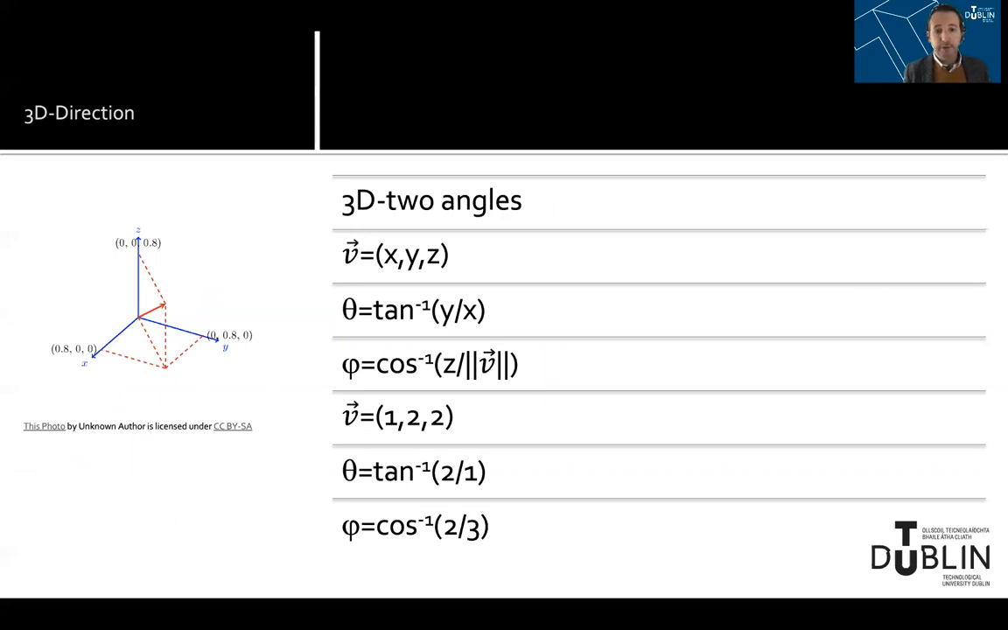Okay? So the first one, theta, that's like in the 2-dimensional form. Exact same formula. But the phi, you have to do a bit more work. This is the thing that tells you about the z angle. Yeah? So what you have to do here is you find the length of z and divide it by the length of the vector v. So tan is just 2 divided by 1, tan inverse, and cos inverse 2 over 3.